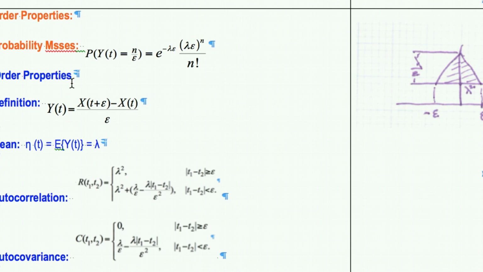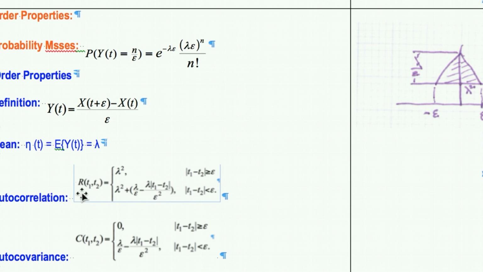Its second order properties, by definition, are Y of t is equal to the random variable X, the quantity t plus epsilon, minus the random variable X of t, over the denominator epsilon. The mean, or eta of t, is equal to the expected value of Y of t, which is lambda.